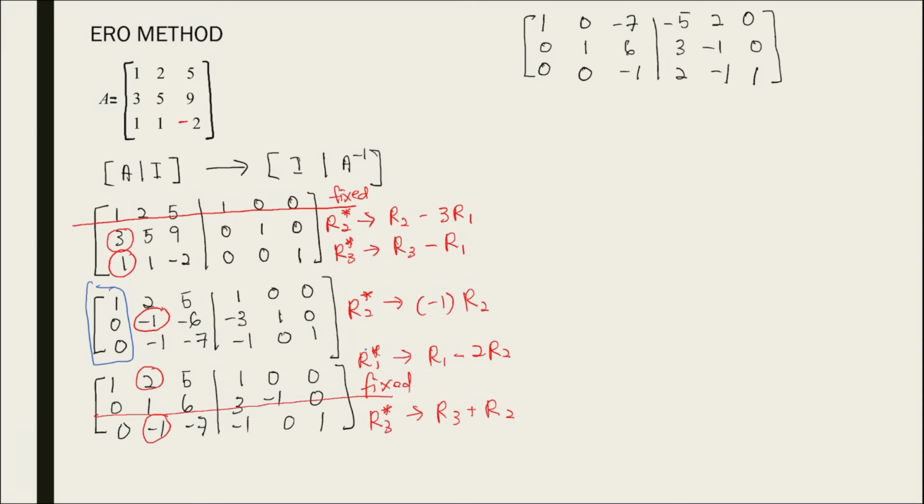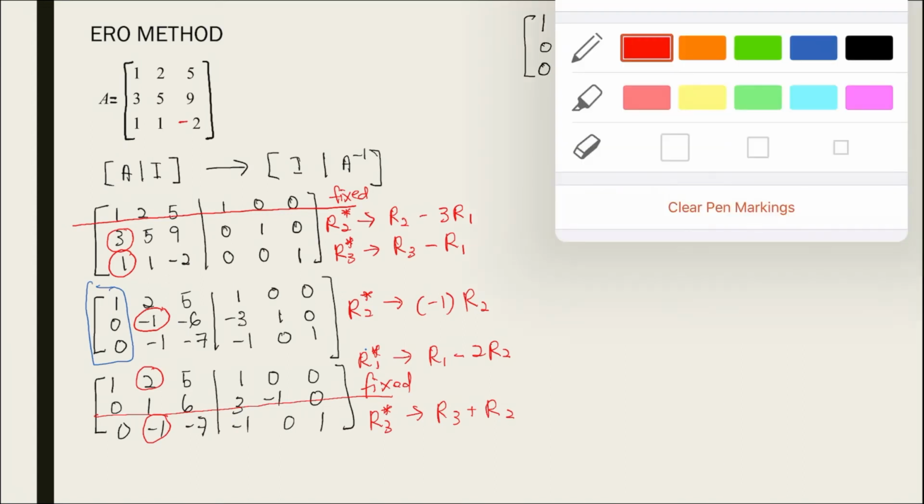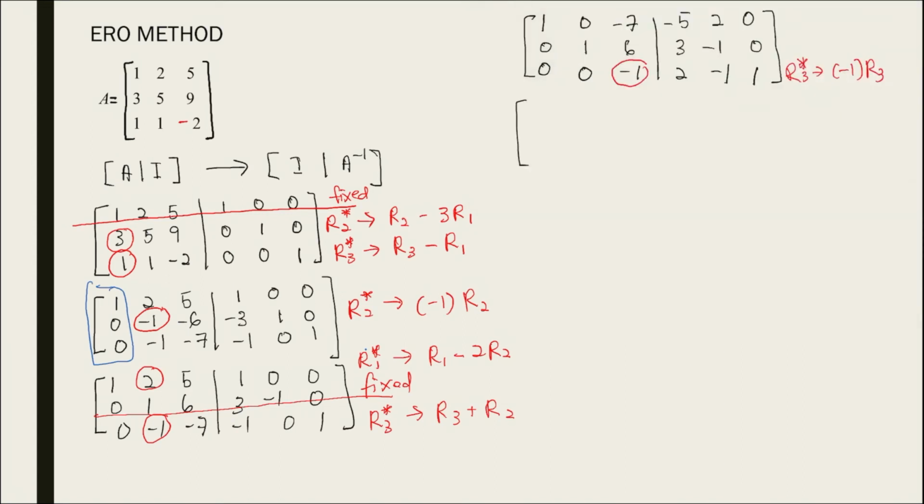So now continue with the third column. So at the third column, negative 1 here should be 1, right? So how do we change that into 1? So row 3 new is negative 1 times row 3. So write back the other two rows. 0, 1, 6, 3, negative. So this row 3 will be 0, 0, 1 and negative 2, 1, negative 1.